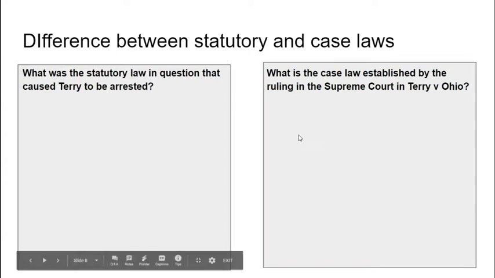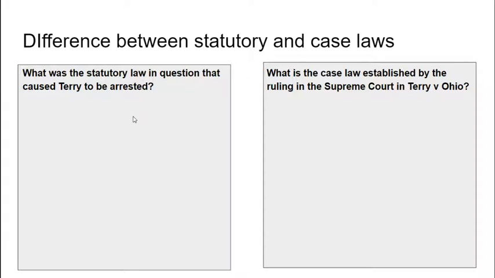Now, looking at this, what is the statutory law in question that caused Terry to be arrested? We could go on a couple of routes on this one. The law that the government has made is that you can't rob a place, and that's what Officer McFadden thought they were doing. And secondly, he did not have permission to be carrying that gun. So that became the second statutory question.